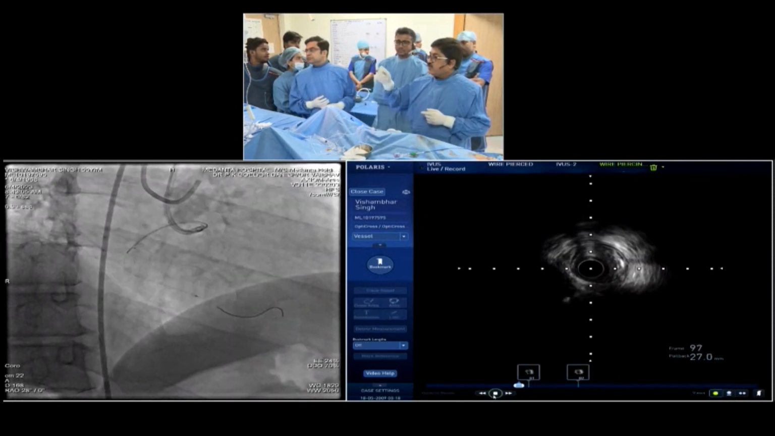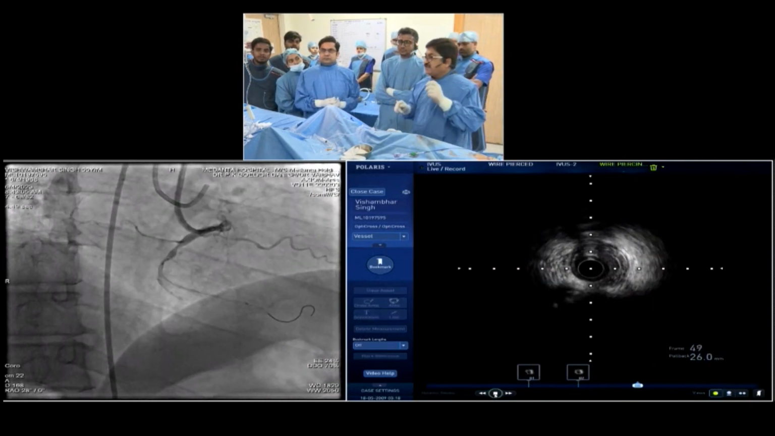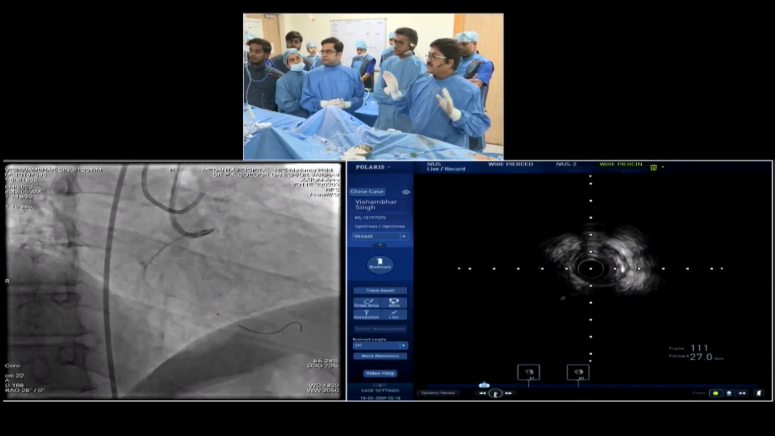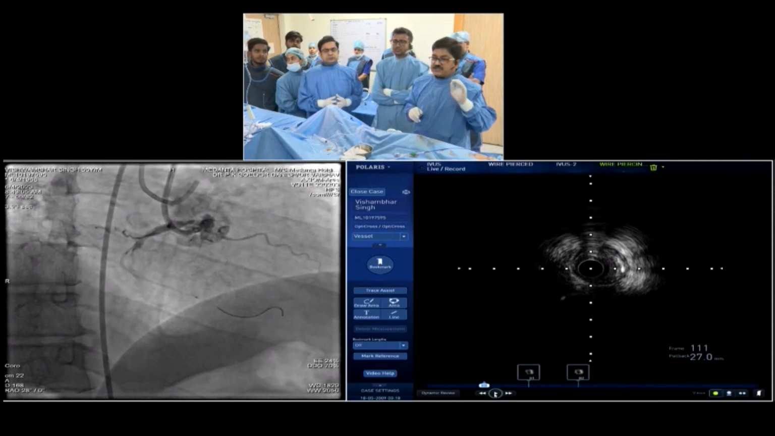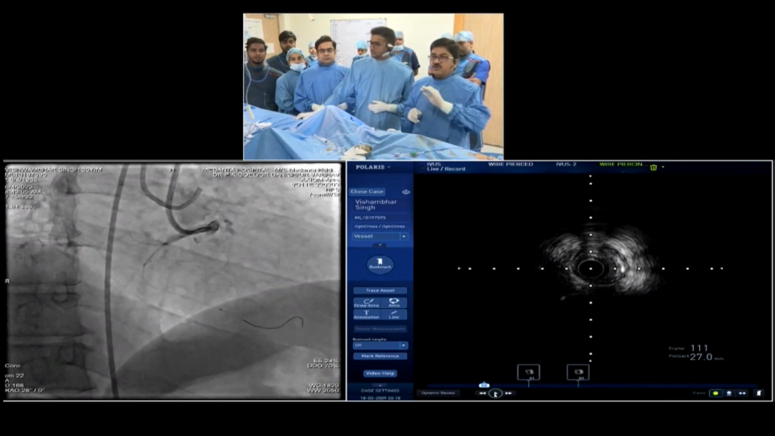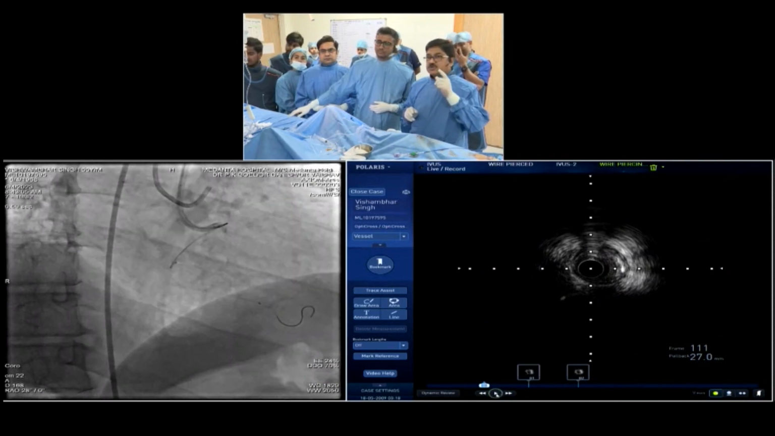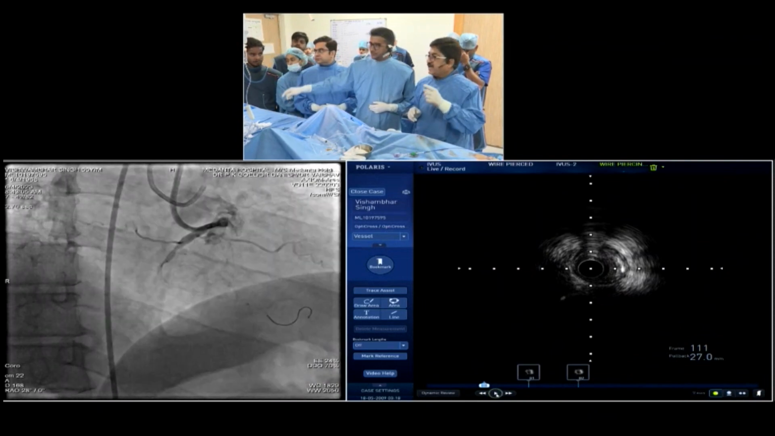With that, I used a Gaia 2 wire. Initially, I did try an XT to see if there was a channel and something would go, but the XT failed to go at all. It just stopped right at the mouth. So then the second thing was the Gaia 2.